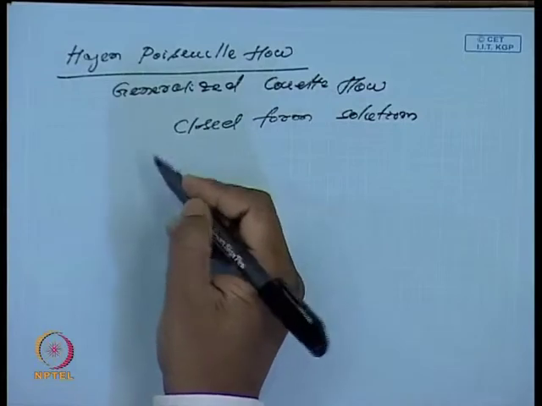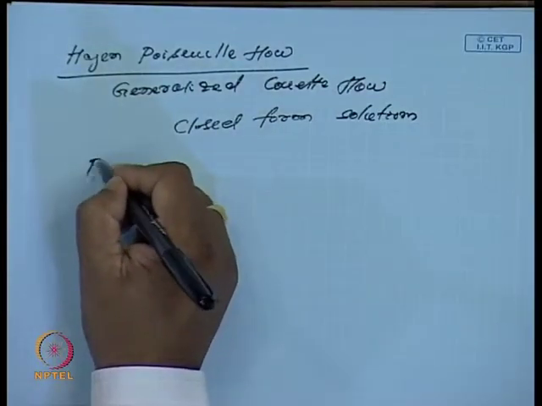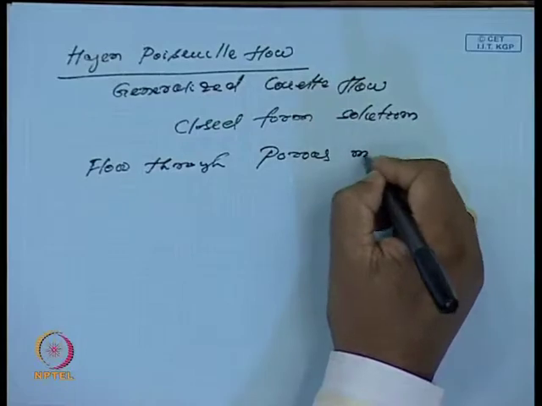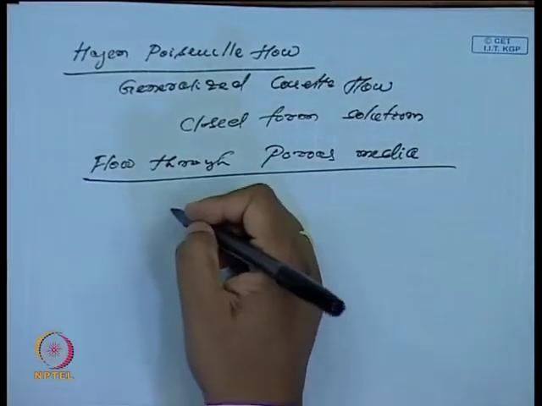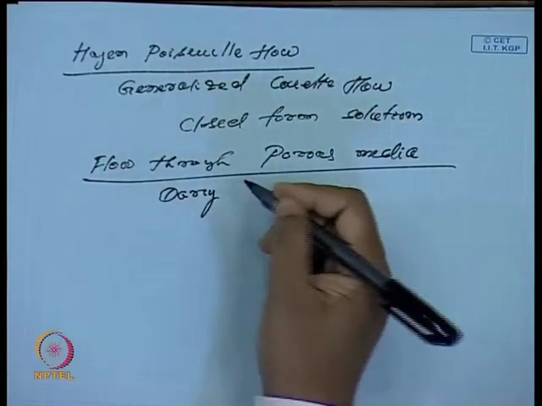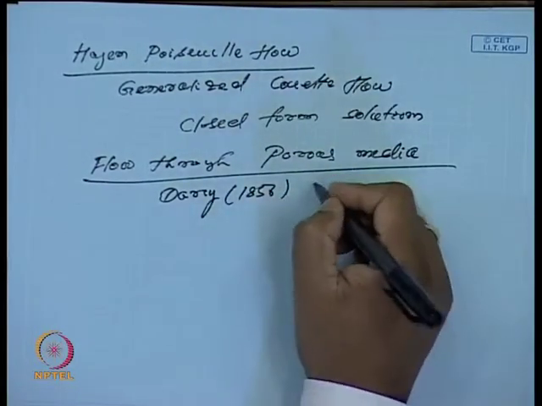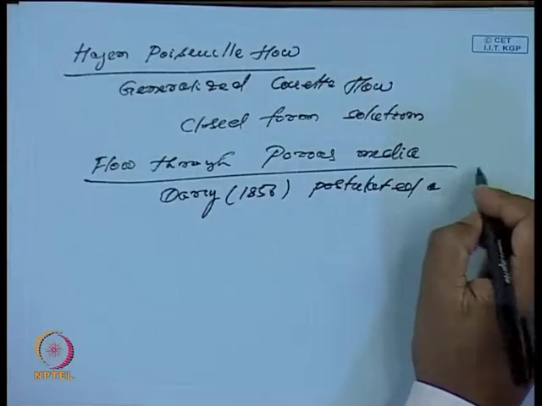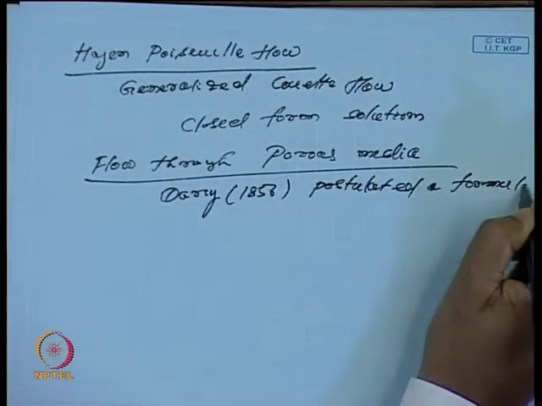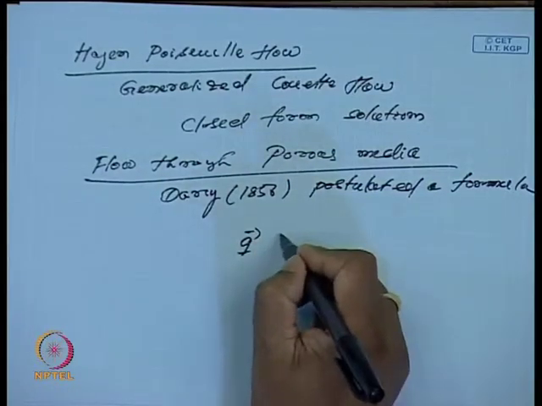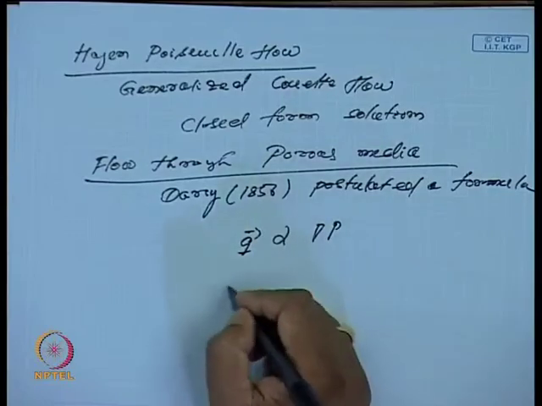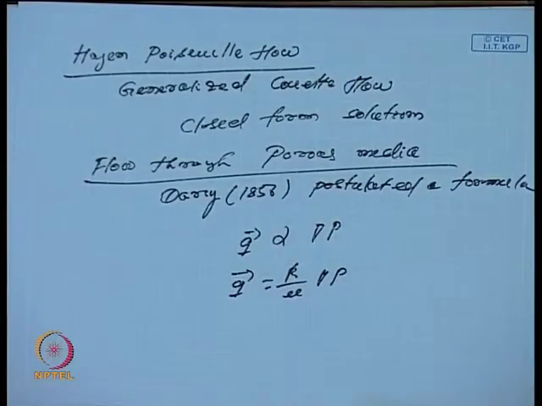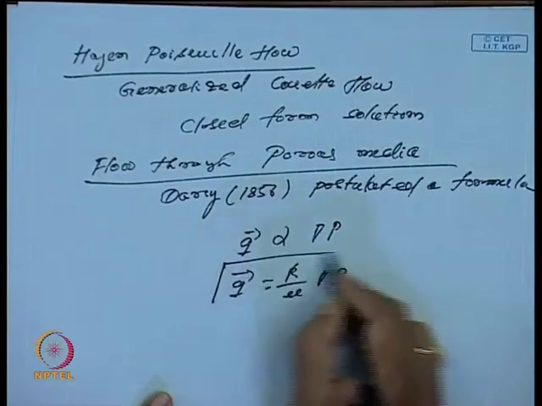Now, there are other flows, like flow through porous media, which is based on Darcy's law. Darcy, in 1856, postulated a formula for flow through porous media, and that formula says q bar is equal to k by mu grad p, where k refers to the permeability of the medium and mu is the dynamic viscosity of the fluid.